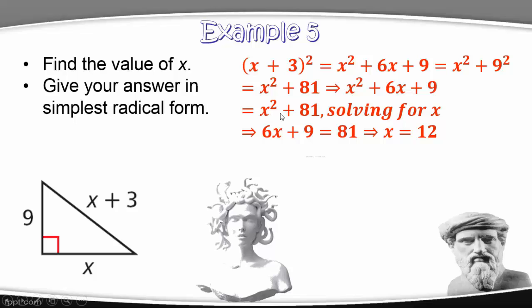As you see, the x squareds will cancel out, so it makes solving it a lot easier, like before. So we have 6x plus 9 is equal to 81, and therefore x is equal to 12. So if we put back here, this leg will be 12, and this leg is 12 plus 3, or 15.